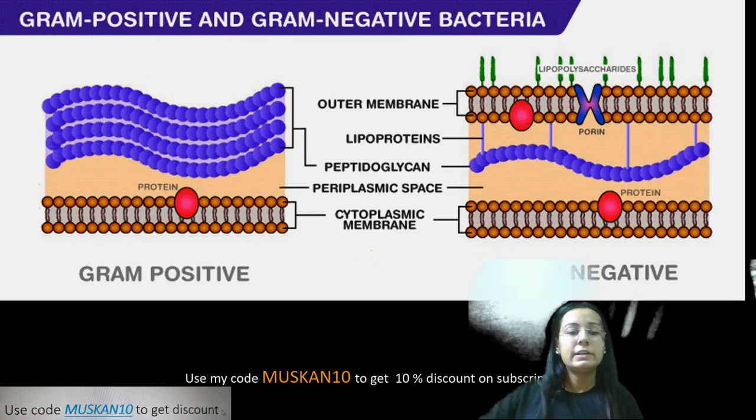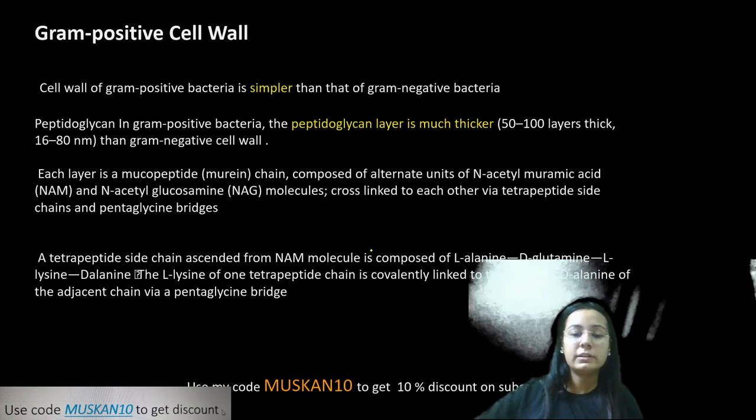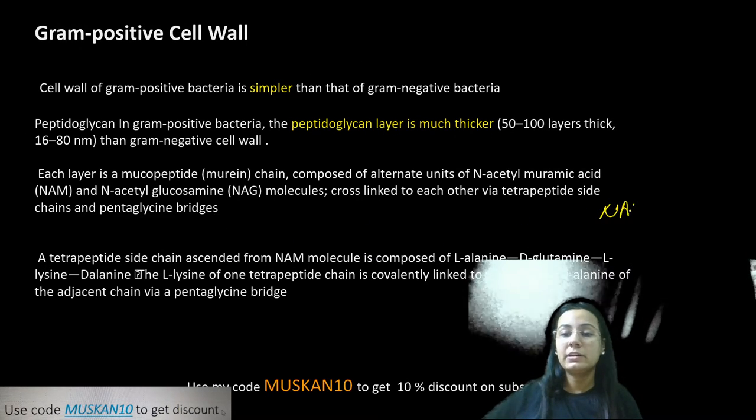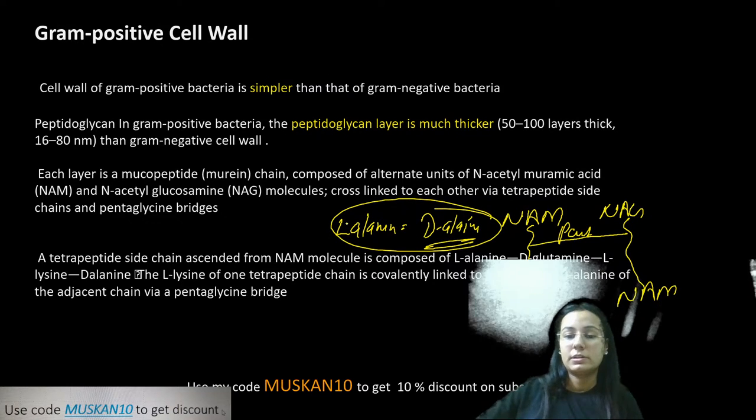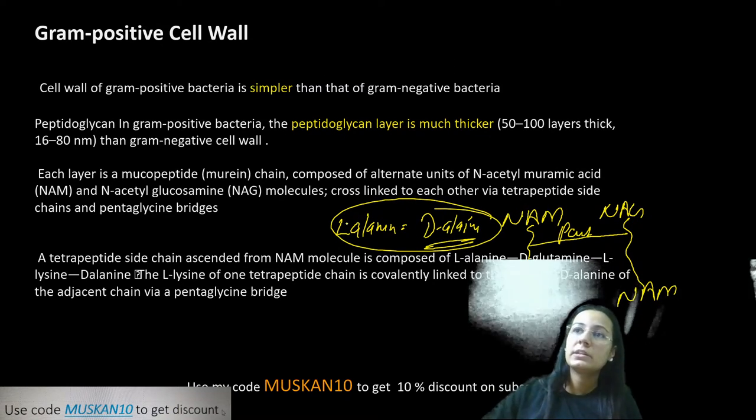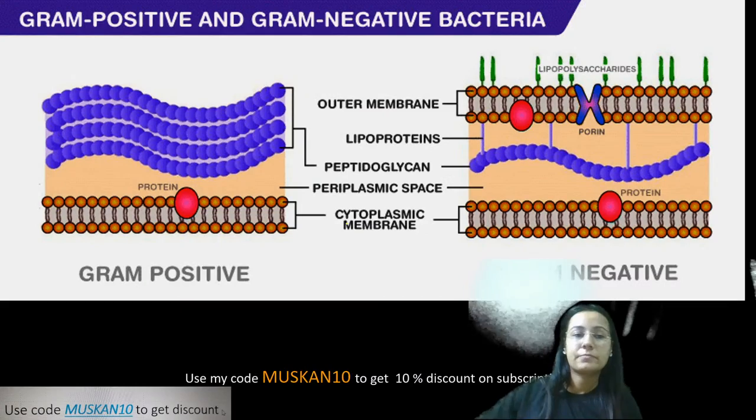Now this we have already read about. Just remember one thing, that the pentaglycine chain is present when alternate Nam and Nag occur. So two tetrapeptide chains will be connected with the pentaglycine chain, that is, the first molecule L-alanine connected with the terminal D-alanine, the fourth molecule. The pentaglycine chain is absent in the gram negative cell wall.